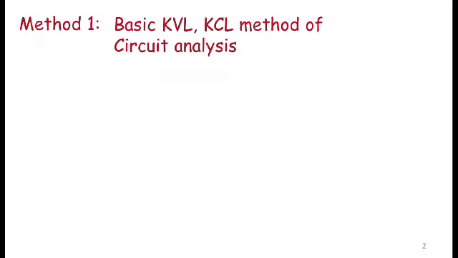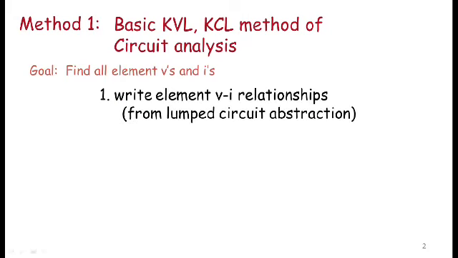We are now ready to start with our analysis techniques that will go into our tool chest. The first method that we will look at is called the very basic KVL KCL method of circuit analysis. And as I mentioned earlier, our goal with circuit analysis is to find all the element V's and I's. The KVL KCL method is extremely simple. In the first step in this method, you take your circuit and you write down for each element their VI relationships. Then, as a second step, you pick all the nodes, and for each node, you write KCL.